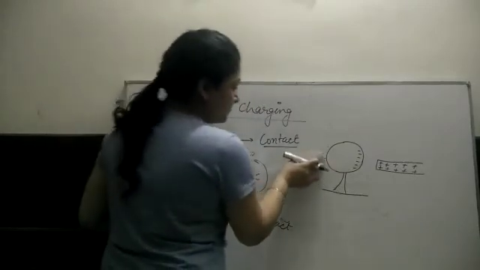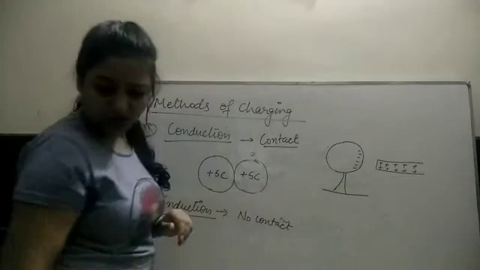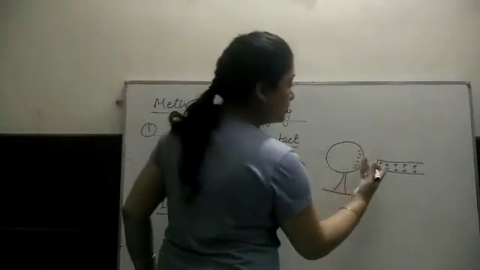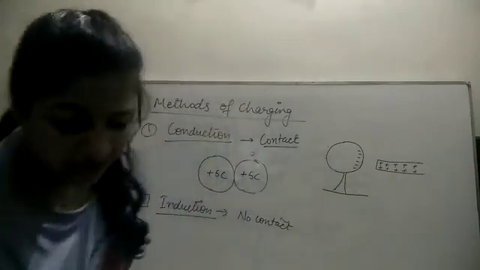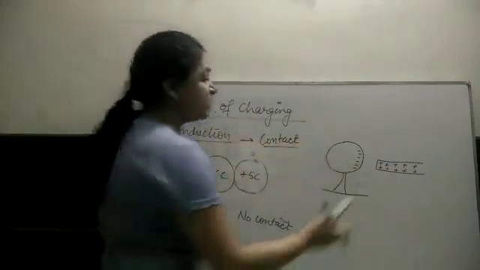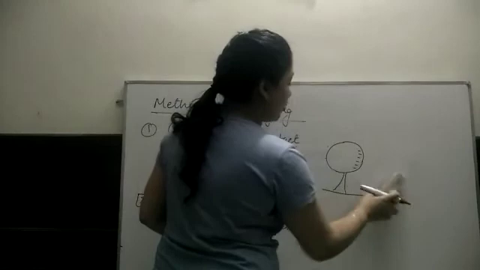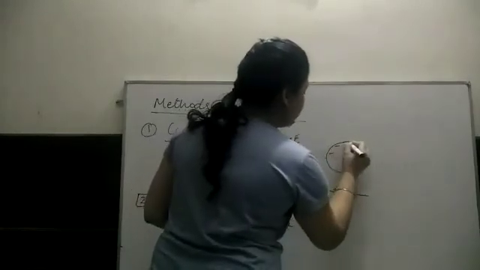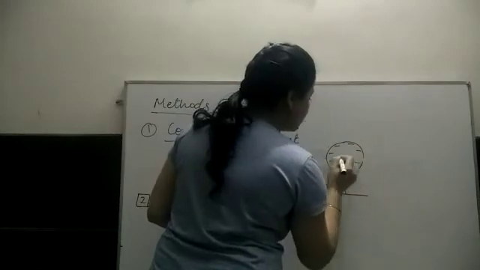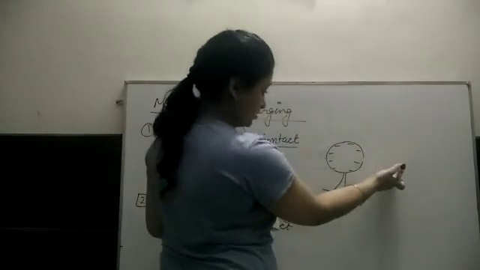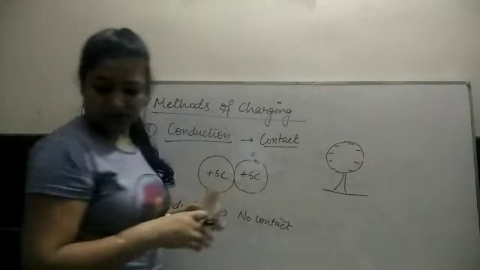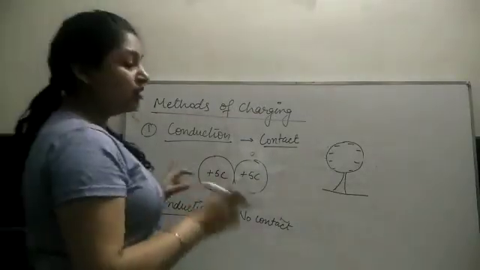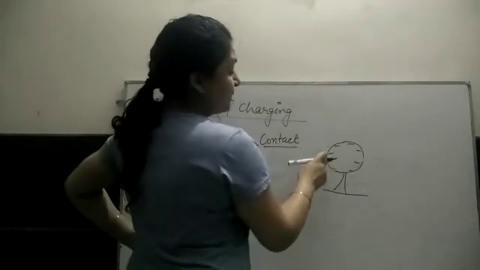And now you see, excess of the electrons are there. Now the sphere is not neutral. And when you remove this rod also, what would happen? This negative charge will be uniformly distributed on the sphere. Now you can see here, I have not touched this rod with this sphere, but even then the sphere has got some charge. No contact was there. So this is by induction.